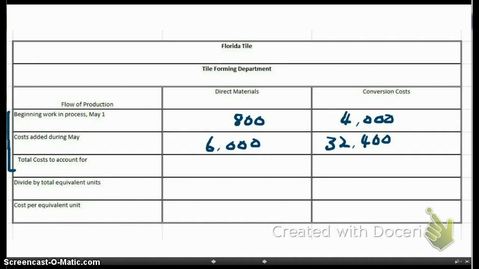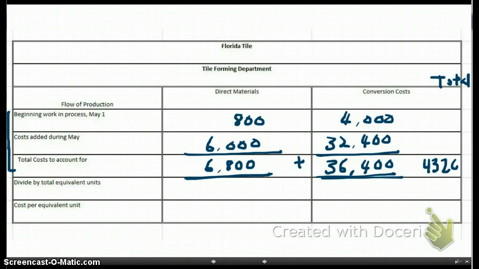So what are your total costs to account for this period? You're going to add the direct material totaled up, and you have 6,800 direct materials that you need to account for. And you add the two up and you have a total of 36,400 that you need to account for. It would be helpful at this point to figure out what is the total cost you have to account for. If you add those two up, you find that your total cost that you have to account for is 43,200, which is the 6,800 plus 36,400.